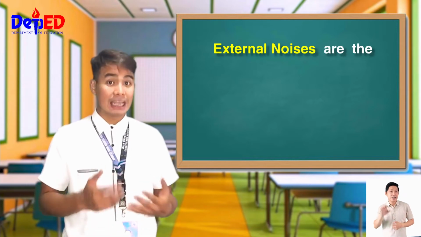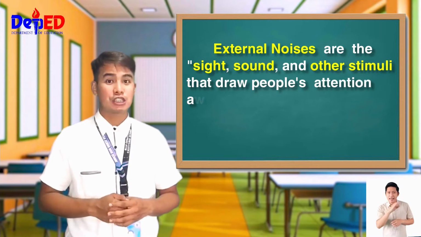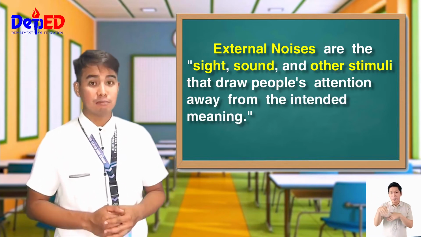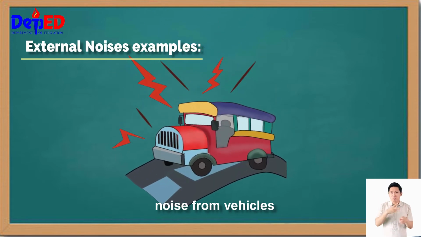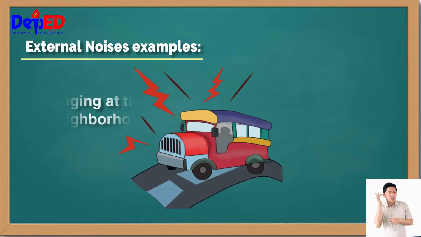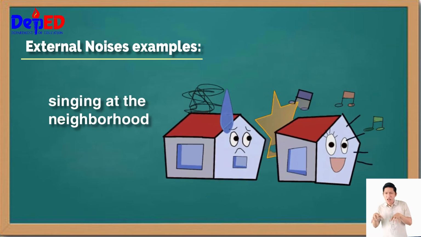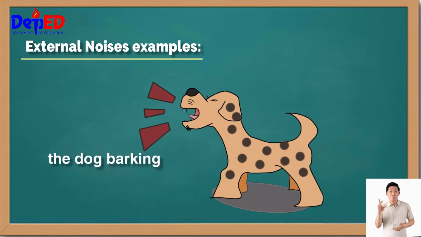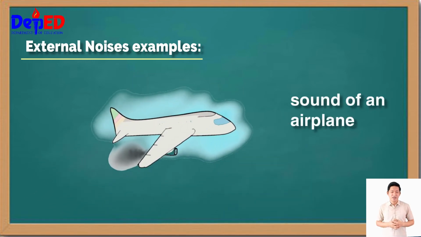External noises are the sight, sound, and other stimuli that draw people's attention away from the intended meaning. Examples are noise from vehicles, singing in the neighborhood, the dog barking, and the sound of an airplane.